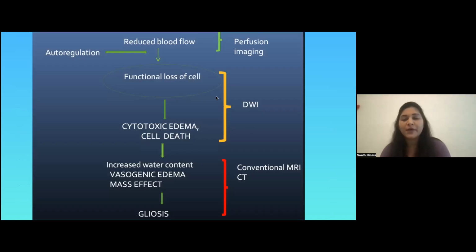So perfusion imaging or functional studies, they can identify stroke at a very early stage when there is reduced blood flow. And diffusion MR imaging can also study early stages of stroke when there is cytotoxic edema. Whereas conventional MRI and CT images can detect abnormalities in later stages of stroke. So perfusion imaging can identify stroke at a very early stage.